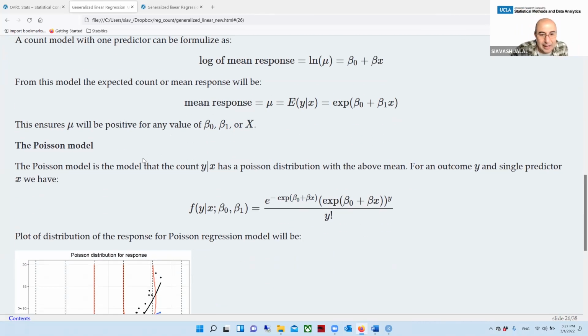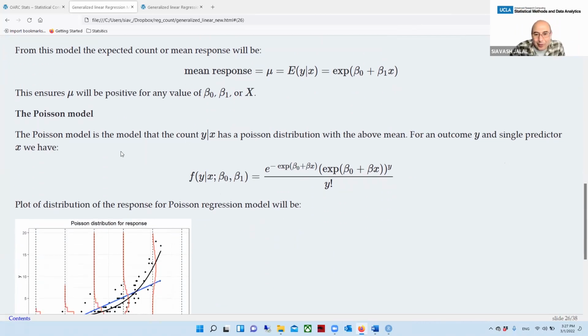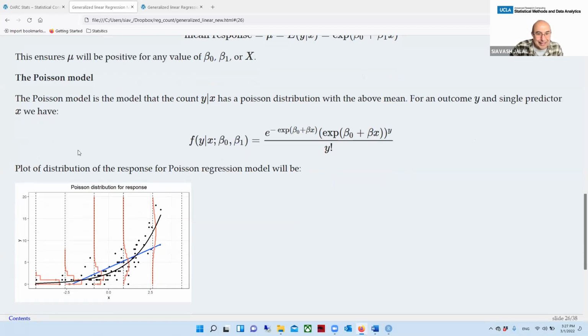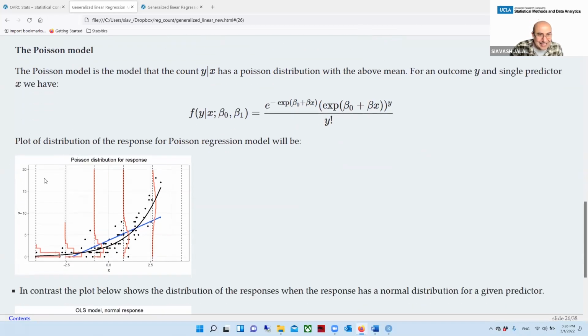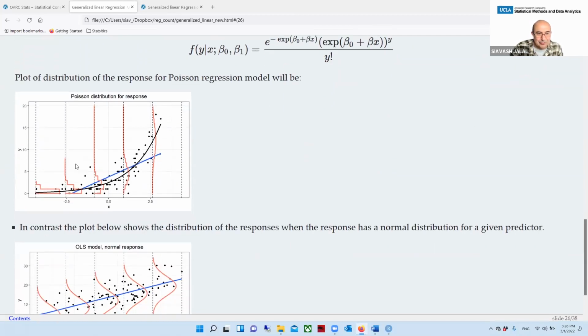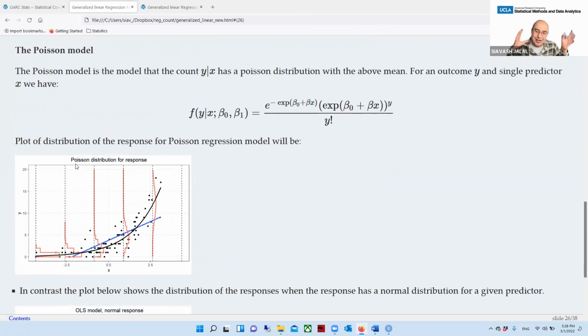So we can write this Poisson regression model as this. This is the probability of each outcome given x and those betas. You can write it this way. I'm not going to go over this in great detail, but I basically created these two plots for you to be able to see the difference between Poisson and a linear model.